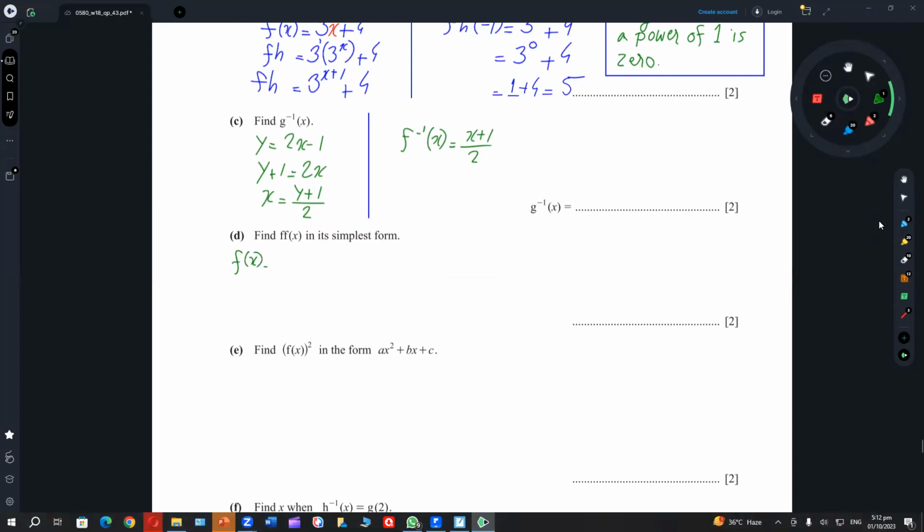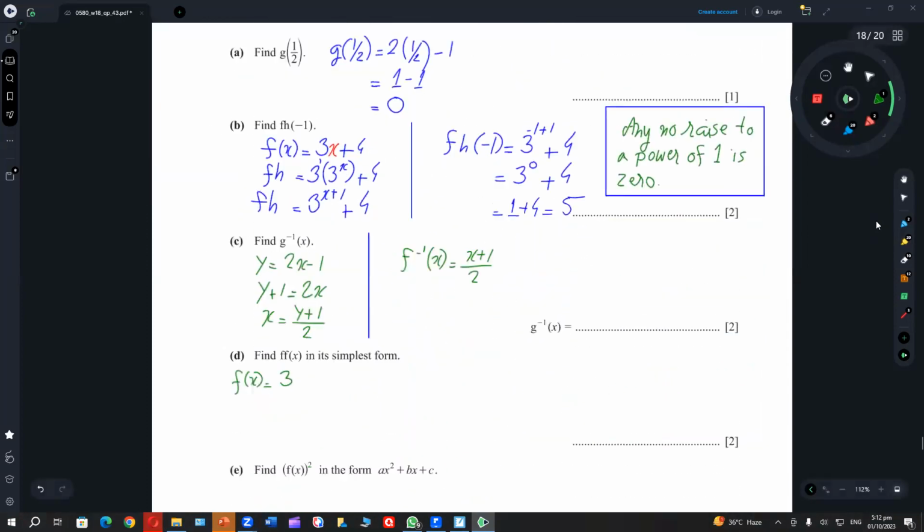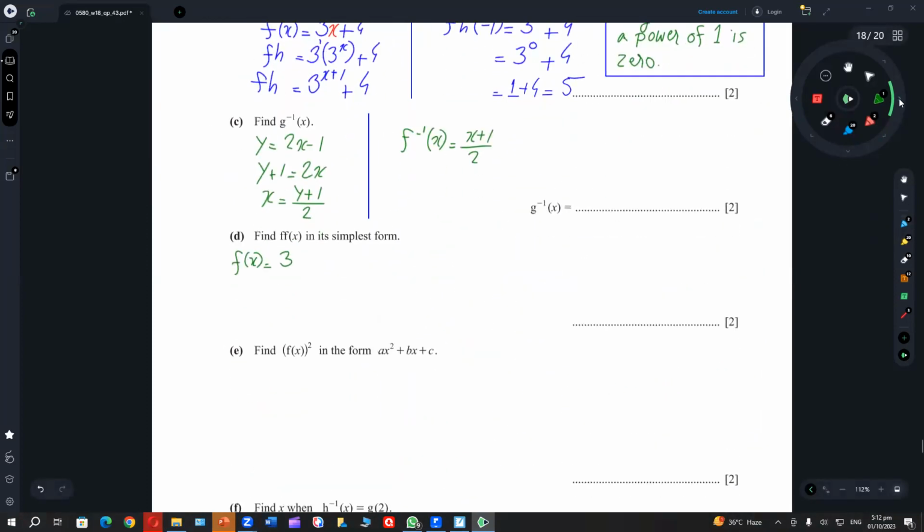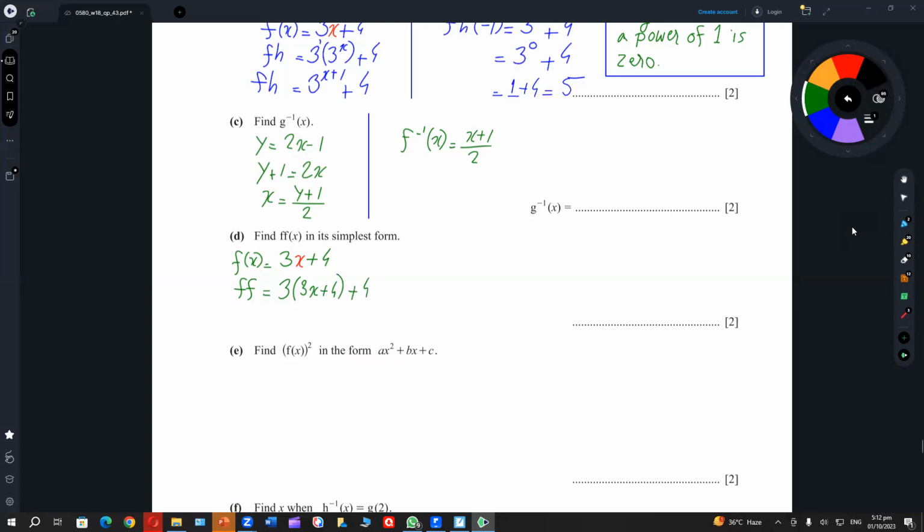Look, part D, f(f(x)). What is f(x)? 3x plus 4. Replace the same function there. Carefully see the step. Self-substitution.